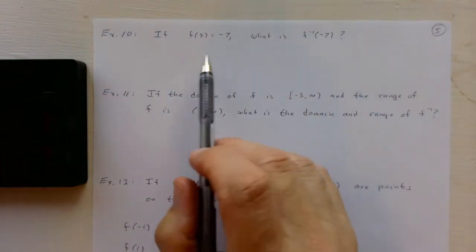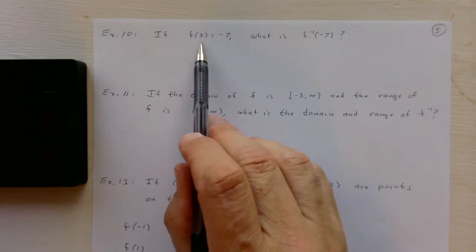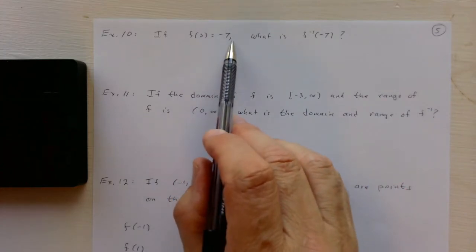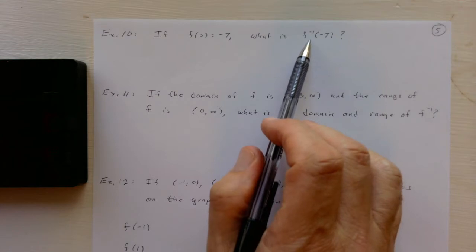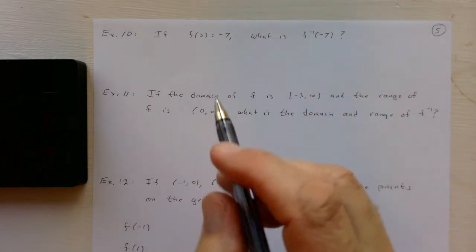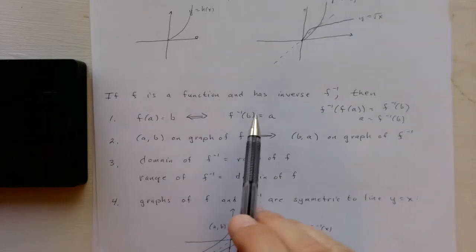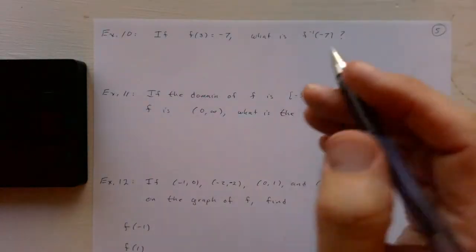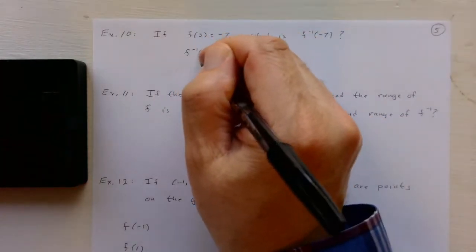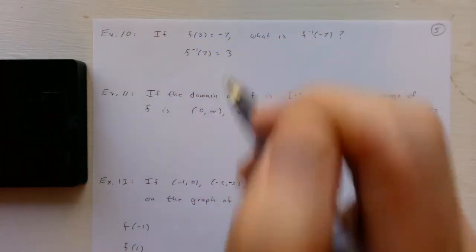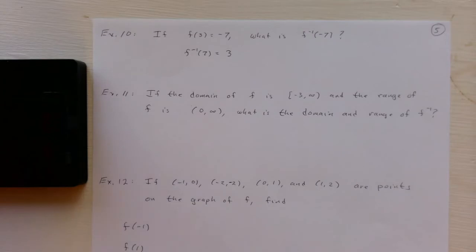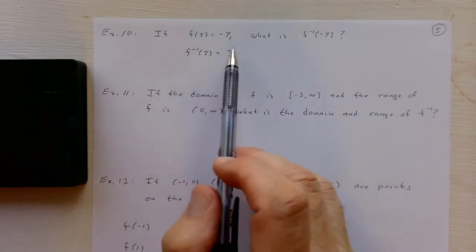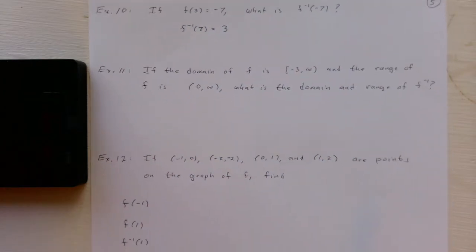In this first one, we have f of 3 equals negative 7. Well, if f has an inverse, what is f of negative 7? Well, we said that f of a equals b if and only if f inverse of b equals a. So we're switching the roles of a and b. So we get that f inverse of negative 7 has to be equal to 3. You can also take f inverse of both sides and get that.